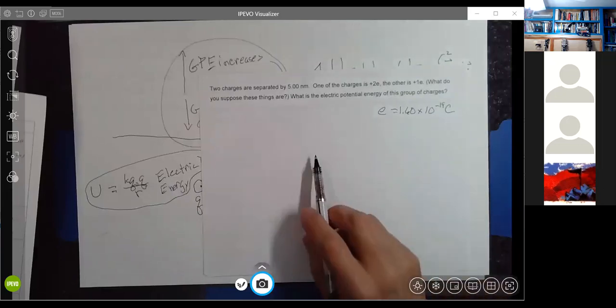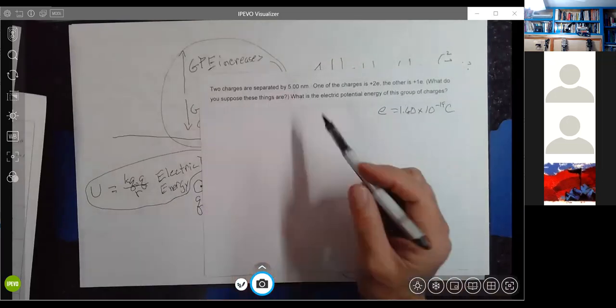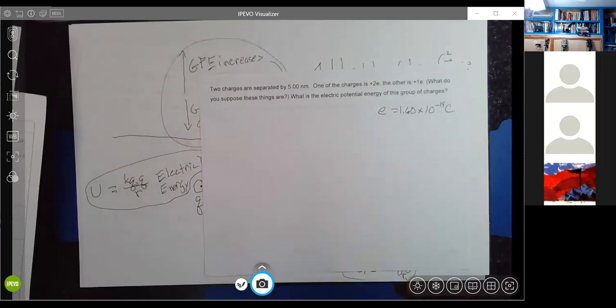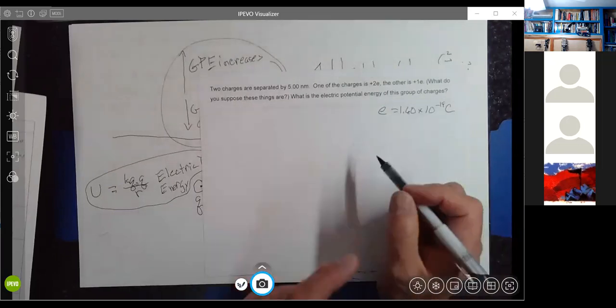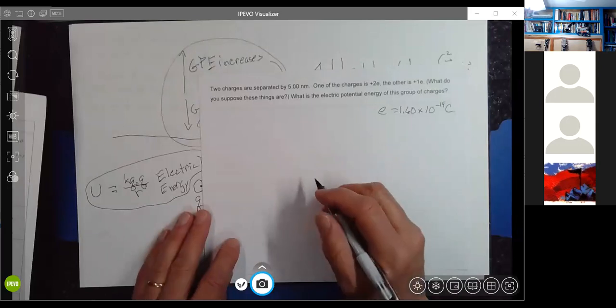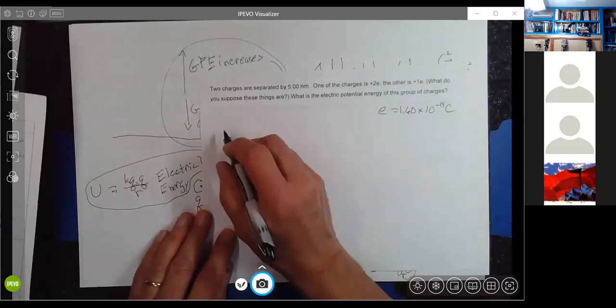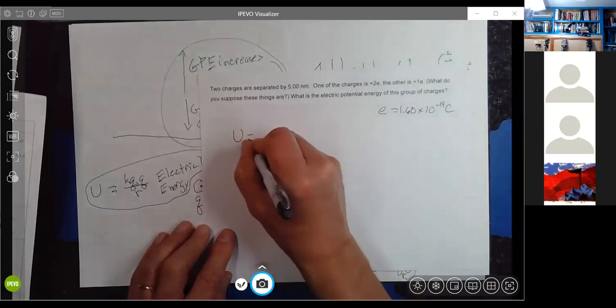Although, let's see, I guess you could have that ion and a proton be separated by 5 nanometers. 5 nanometers is actually fairly large. It's bigger than just the size of an atom. But anyway, what's the electric potential energy of this group of charges? Well, let's see. We can just use our formula here.